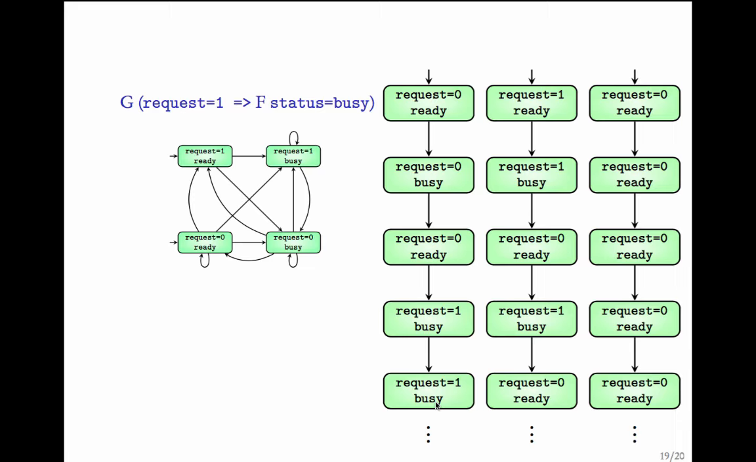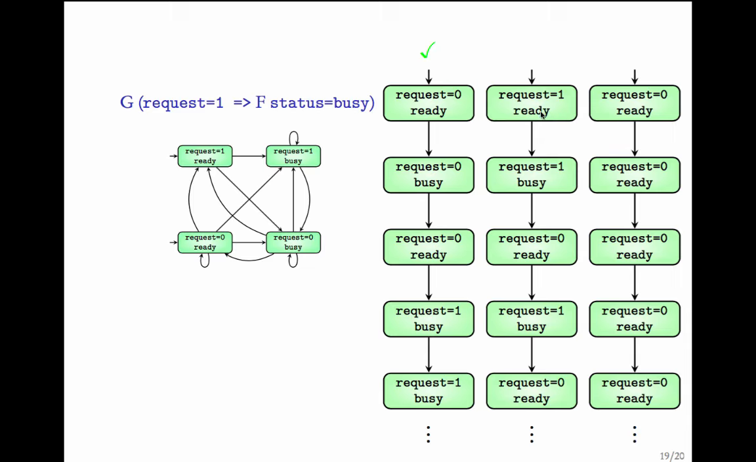Consider the first execution. In this state, request is 0. So, the expression will automatically be true. We do not have to do anything in this state. In this state, yet again request is 0. We go to the state with request equal to 1. If request equal to 1, then the requirement says that in the future of that state, status should become busy, which is true for this execution. So this execution would satisfy this requirement.